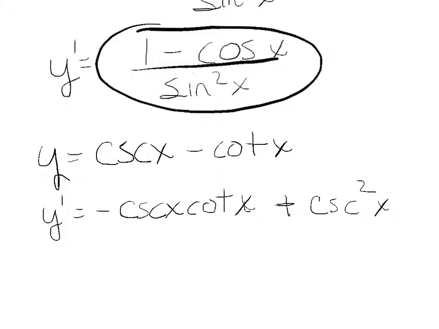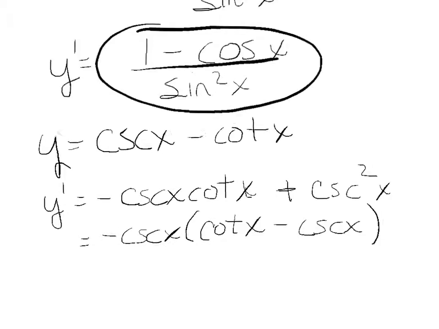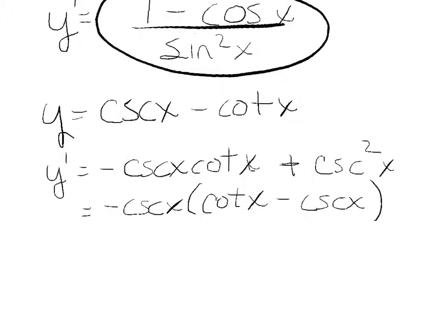Now what should I do next? Factor out a cosecant. I could factor out a cosecant or even maybe a negative cosecant. We could do that. That gives me cotangent x minus cosecant x. Is that getting me any closer to the previous derivative that I had? I think it'll get me there. What am I looking for in the denominator? Sine squared x. So let's do this: cotangent is cosine over sine, and cosecant is 1 over sine. You're right.